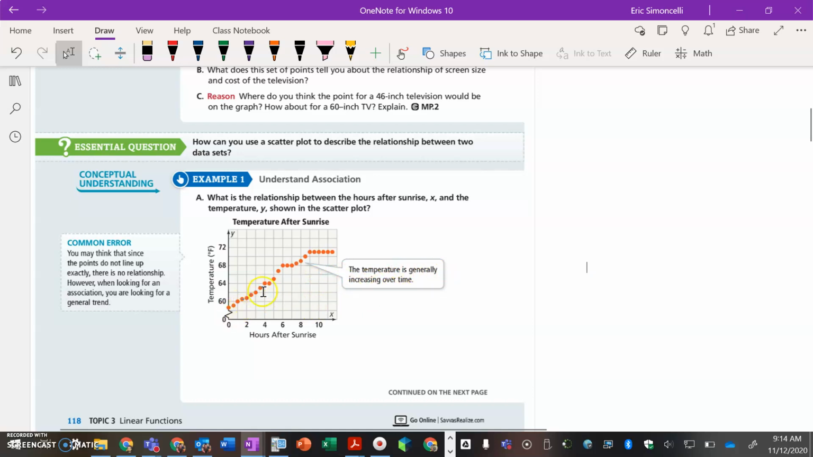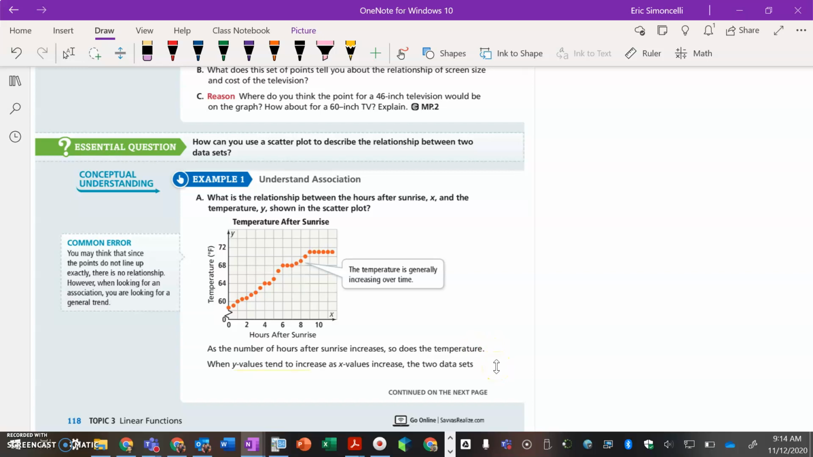The temperature is generally increasing over time. Now, I did say trend. The trend is, if I did draw a line here, not of course going through all points, on average it would be a line that's trending up and to the right, or better yet, a line with a positive slope. As the number of hours after sunrise increases, so does the temperature. When Y values tend to increase as X values increase, the two data sets have what we call a positive association. So these are positively associated, hours versus temperature.